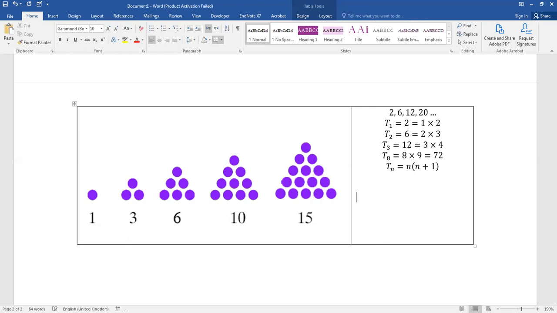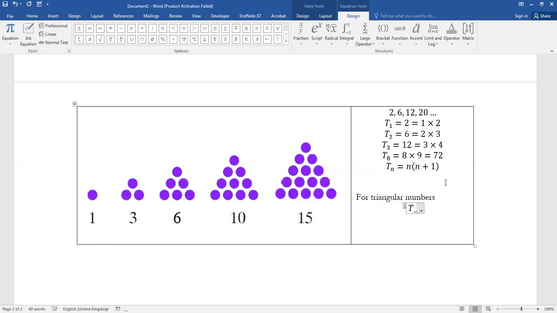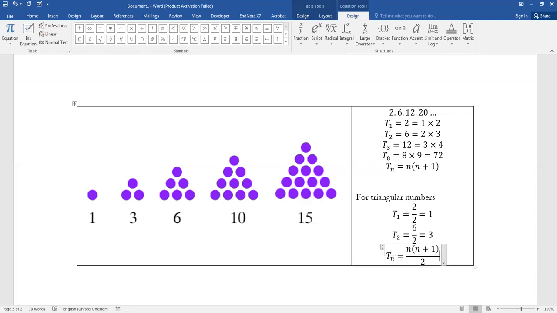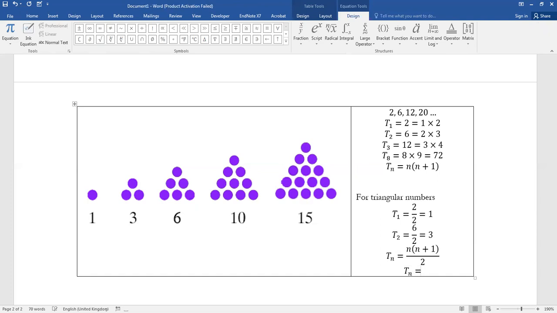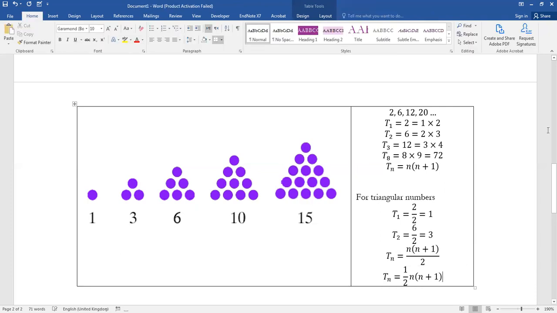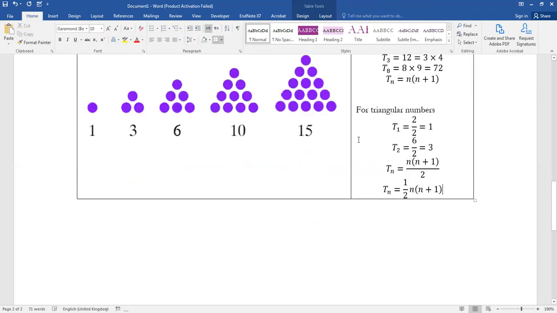So if I were to find the terms for triangular numbers, I'll just take the previous sequence's term and divide it by 2. The second one, I'll take my 6 and divide it by 2. So if I were to get the nth one, I'll take n, multiply it by n plus 1, and divide that by 2. Or I can also write it as half n into n plus 1. Both mean the same thing. So this is one way of understanding a very basic quadratic sequence, or specifically triangular numbers.